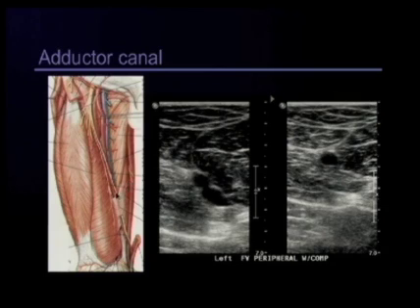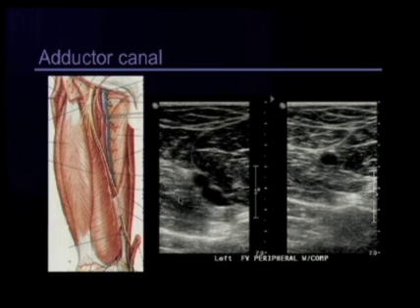This is an image obtained from Netter demonstrating the adductor canal. The adductor canal is formed where the sartorius, which is this cut muscle, crosses over the adductor longus, right here, and the vastus medialis. The importance of the adductor canal is this is an area where the vein and artery dive deep into the thigh and may be more difficult to image and more difficult to compress.